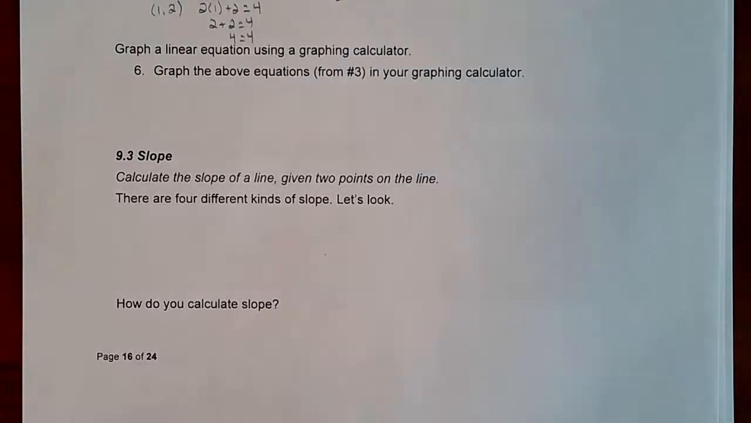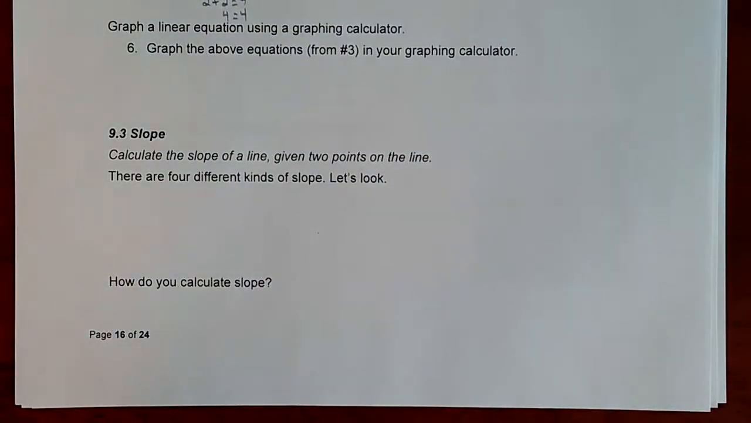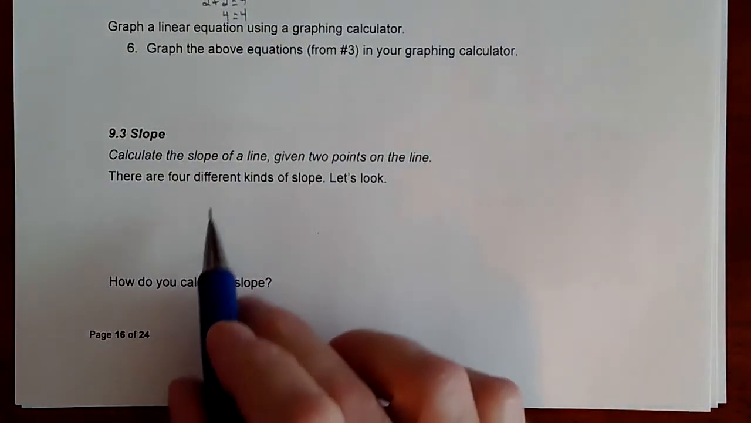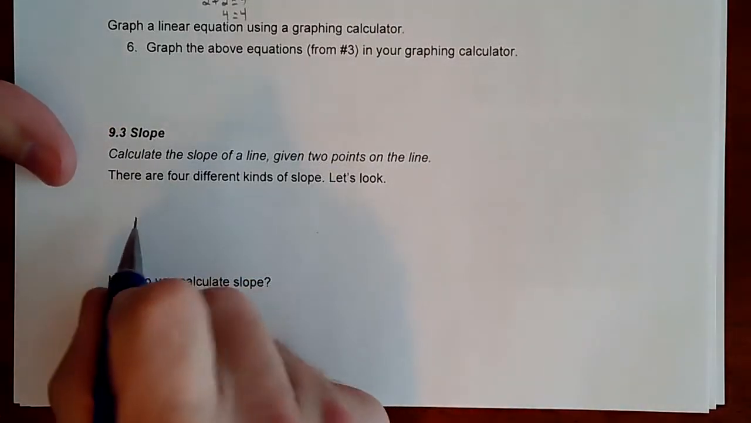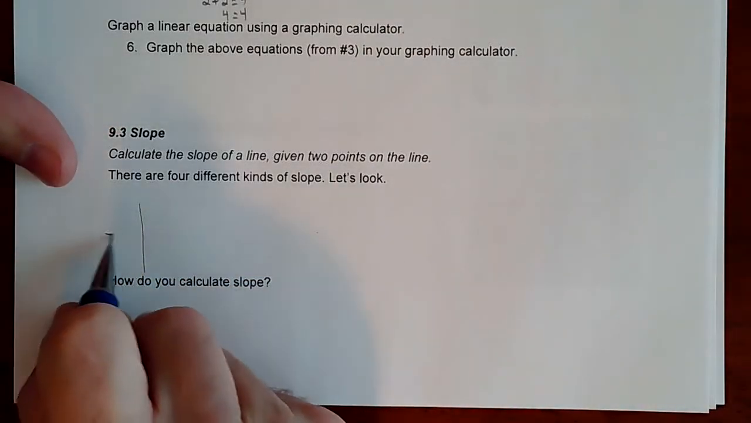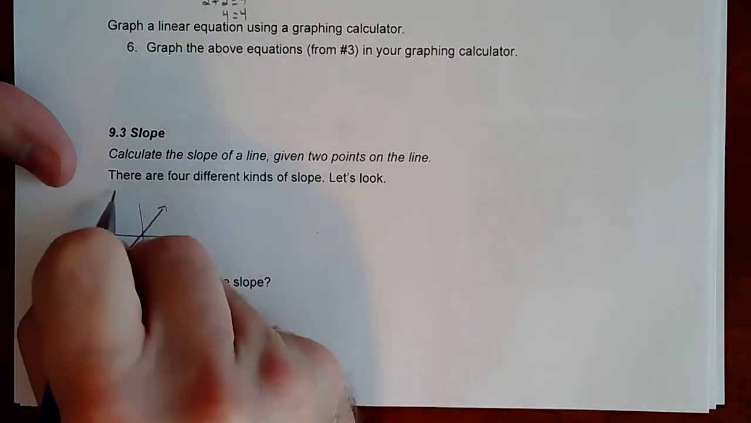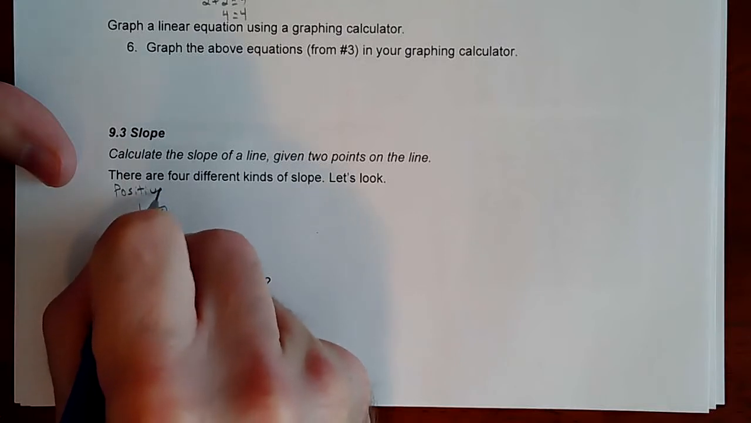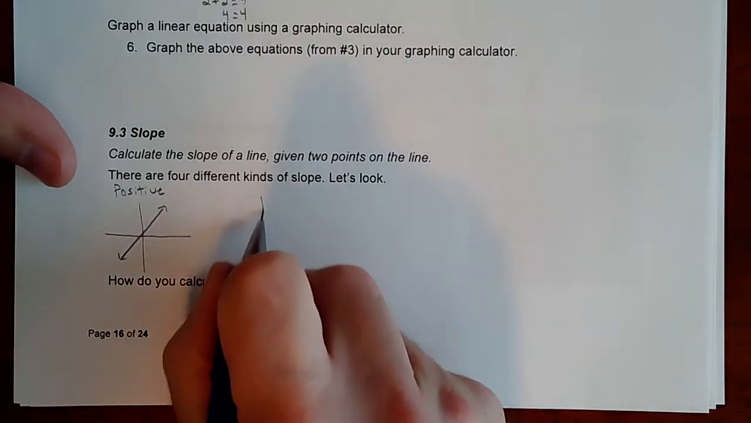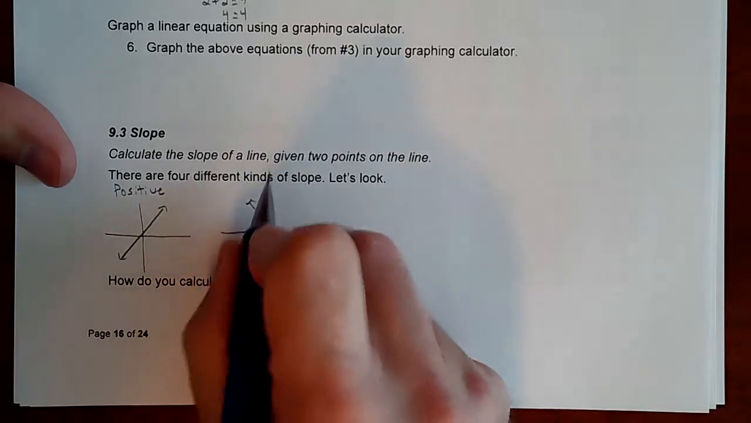In this video, we are going to dive a little bit deeper into slope. We're going to analyze what it looks like and find slope between some points. So there are 4 different kinds of looks to your slopes. If a line is heading in this direction, you have a positive slope. And if your line is going down, that is a negative slope.